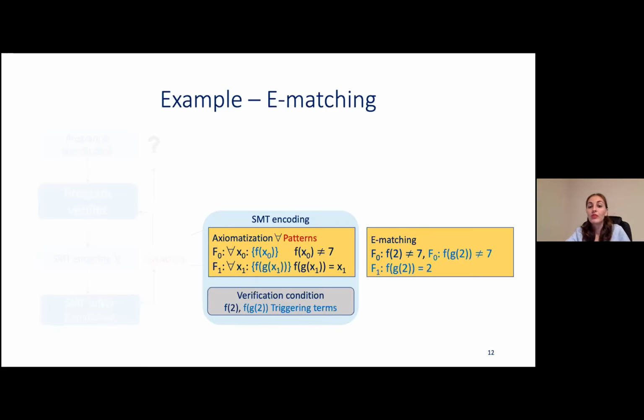If we now assume that the verification condition also includes the triggering term f of g of 2, which we see syntactically matches both patterns of F0 and F1, we will have two additional instantiations, and E-matching will learn that f of g of 2 is different from 7 and f of g of 2 equals 2. However, these three facts that E-matching learns from these triggering terms, from these instantiations, are not enough to prove unsat. This means that the unsoundness from the axiomatization remains undetected.